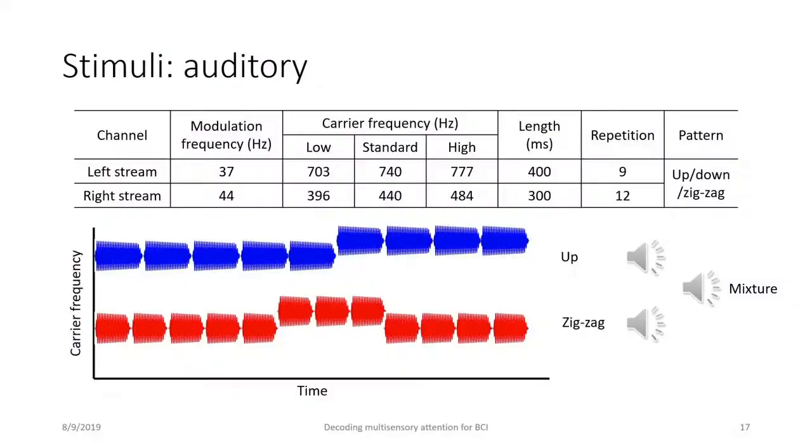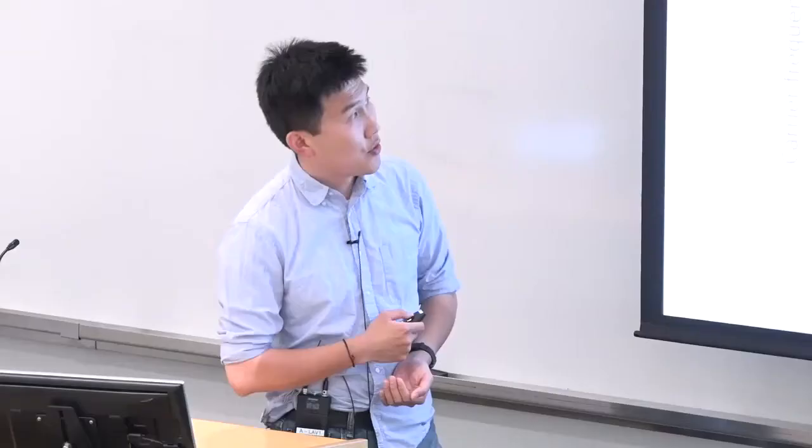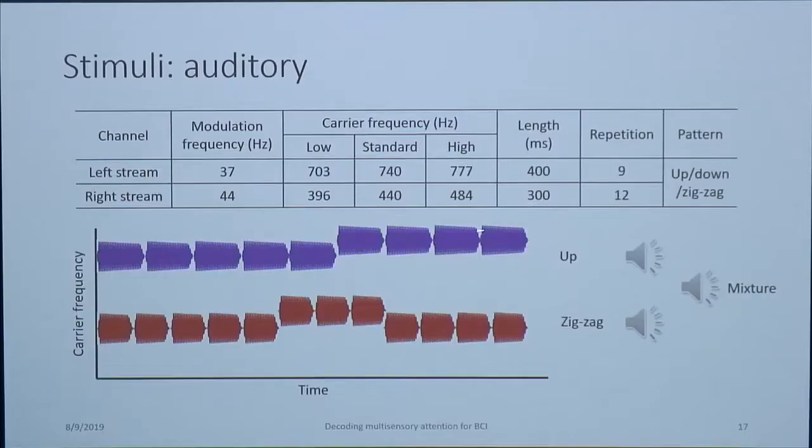So here is a brief introduction of what stimuli I use. I use modulated signal. For the left stream, it is always with a modulation frequency of 37 hertz. And the carrier may change in the middle of the stream. The left stream is always longer, I mean, in terms of each note. So the left stream is always 400 milliseconds. And the right one is always with higher modulation frequency and with a shorter length.